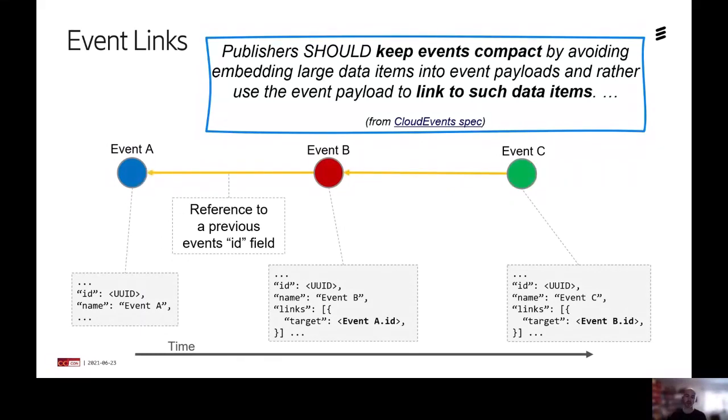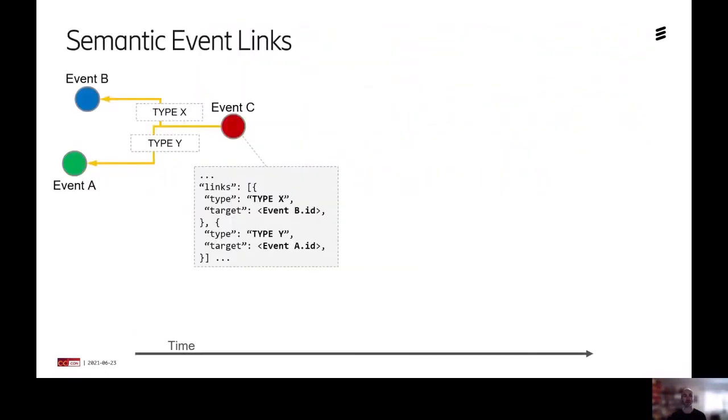So by linking events to each other in the way we propose here, the event payload can be kept down to a minimum. Now, linking events with anonymous links, as I showed on the previous slide, enables some benefits, but the real gain comes if we also add types to the links, thus making those links semantic.